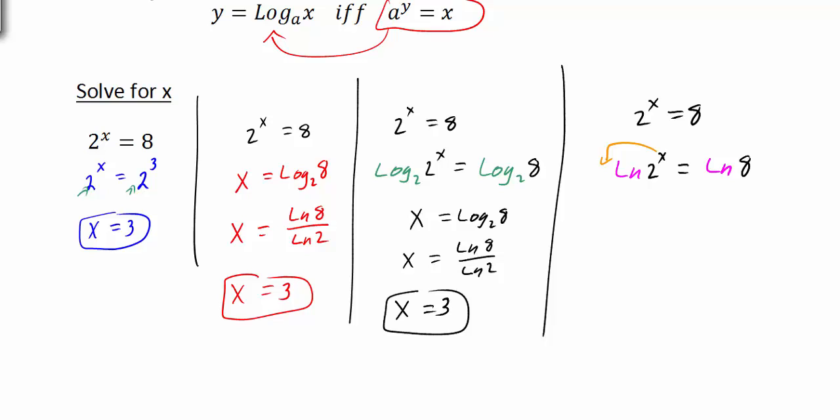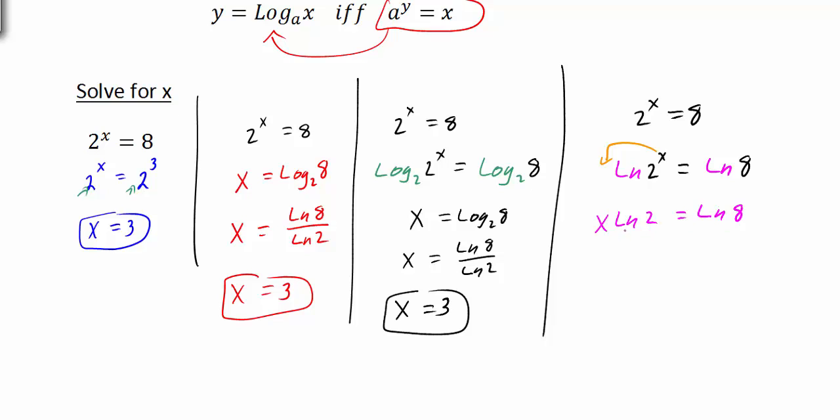If we pull the exponent out front, we would be left with x ln of 2 equals the natural log of 8. So we still accomplished what we wanted. We got the variable out of the exponent. So now it's x times the natural log of 2 equals the natural log of 8.